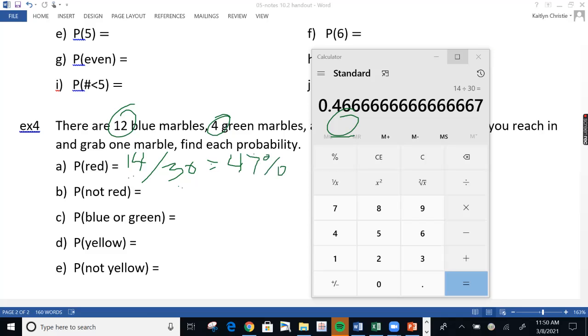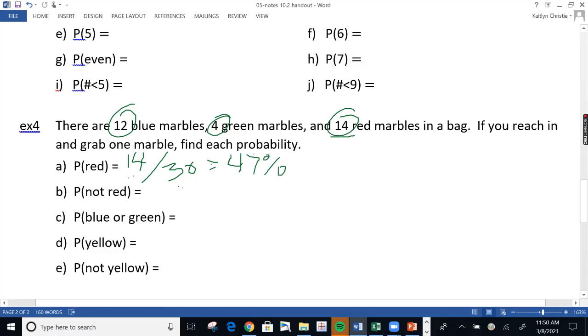Our next one says the probability of not red. So not red is going to be either blue or green. To figure out our number of favorable outcomes, we're going to add those two numbers together. 12 plus 4 gives us 16 out of 30. Since the last one was 3 less than 50, I'm going to guess that this one is 3 more percent over 50. So I'm going to guess that it's going to be 53.